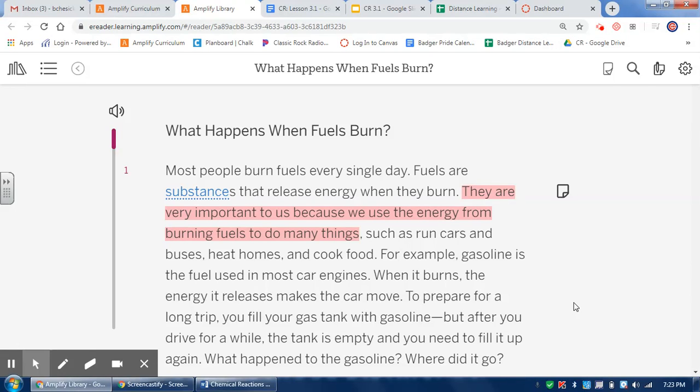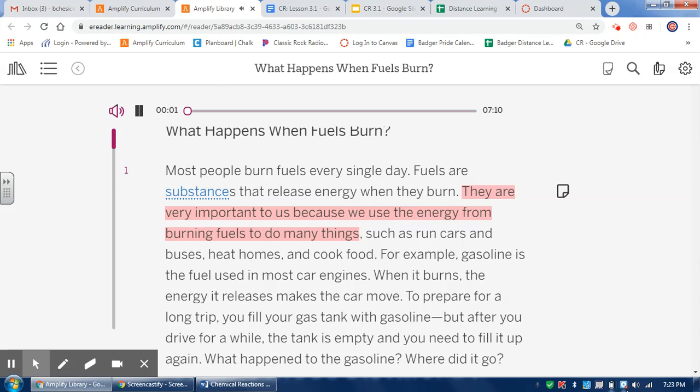Okay, you're here with me because you want to listen to the reading about what happens when fuels burn. I'm going to give you some examples of annotations that come to mind when I read this, and maybe some words that I think are pretty difficult to understand. So this won't be perfect, but I'm going to work through it the way that I would work through it. We'll listen to the reading. So let's start.